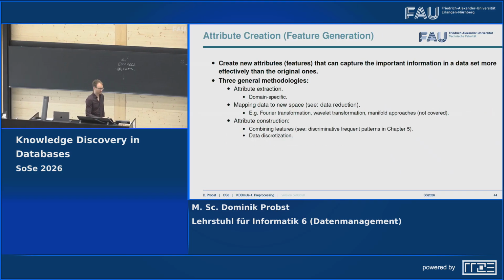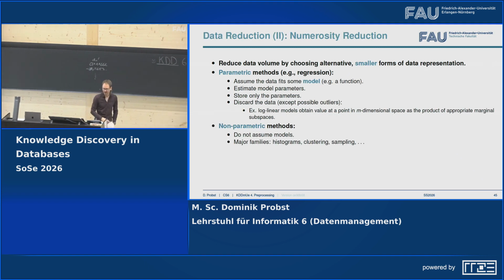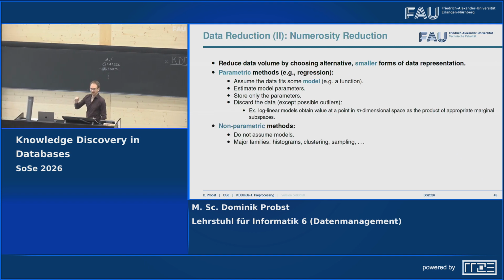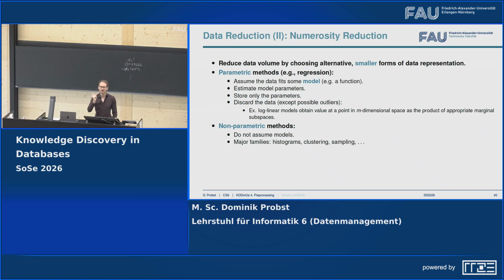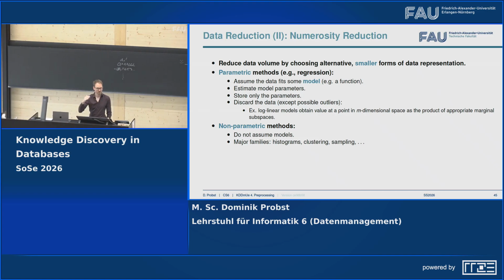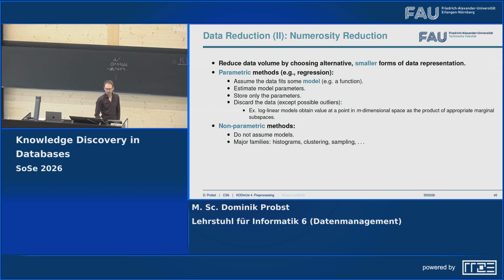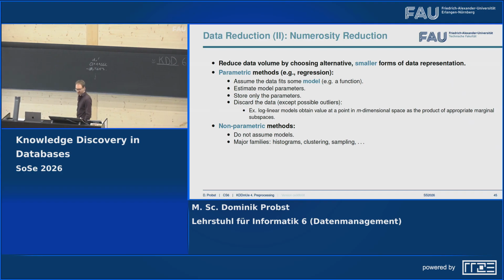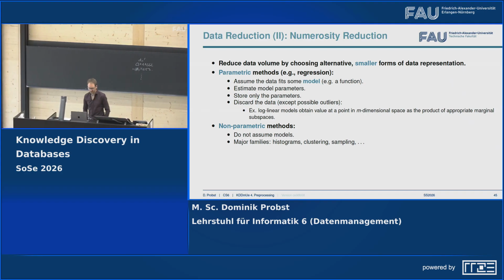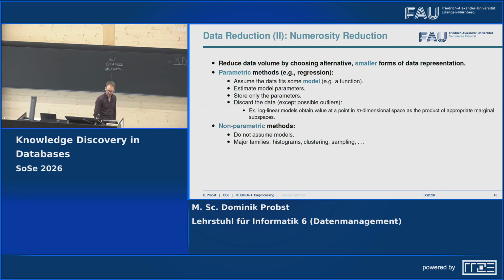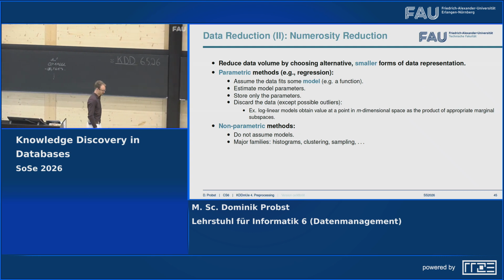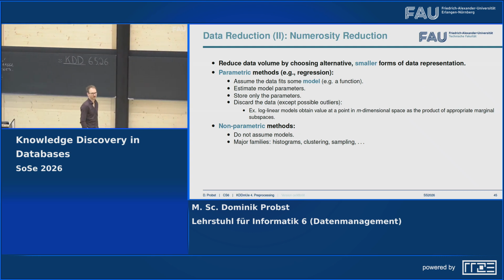Well, that's about dimensionality reduction. We also have numerosity reduction, so reducing the number of tuples we have. Until now, we only reduced the number of dimensions we had. This can be done, for example, by using parametric methods. A parametric method can be applied if we suspect that the values follow a certain function, a certain model.